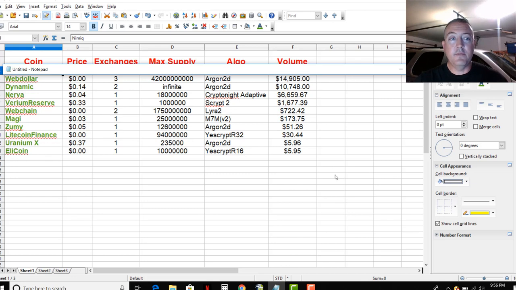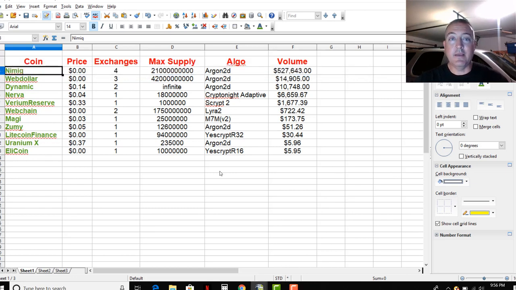All right, so without further ado, the number one coin is going to be Nimiq, less than a penny. Not too good on the price. It's on four exchanges though, which is good. High max supply of 21 billion, not good. Argon 2D algorithm, but look at that volume. $527,643 volume. So there's a lot of buying and selling going on of Nimiq.